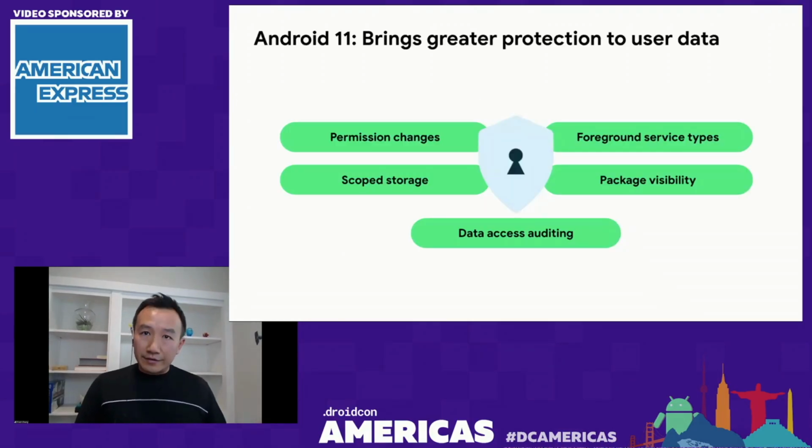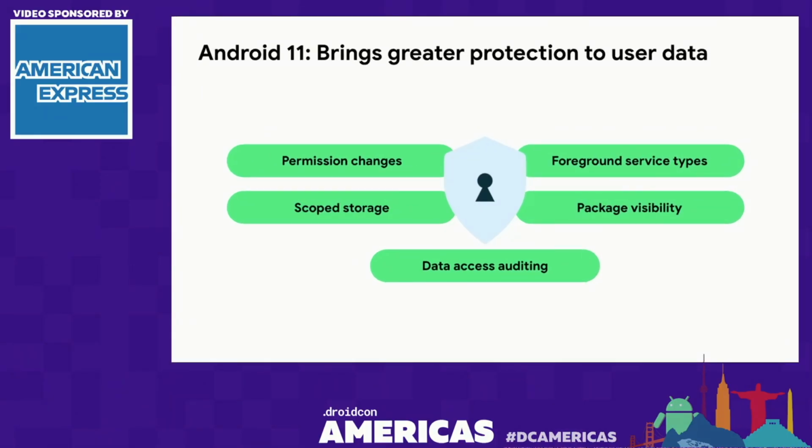Now, in Android 11, we've continued to innovate in privacy improvements, as I alluded to earlier. They are related to permissions, storage, and access to installed packages. We also added some APIs to help you identify potentially unexpected data usage. Now, all of these were designed to offer better control, transparency, and help developers use data responsibly, as I mentioned earlier in this talk.